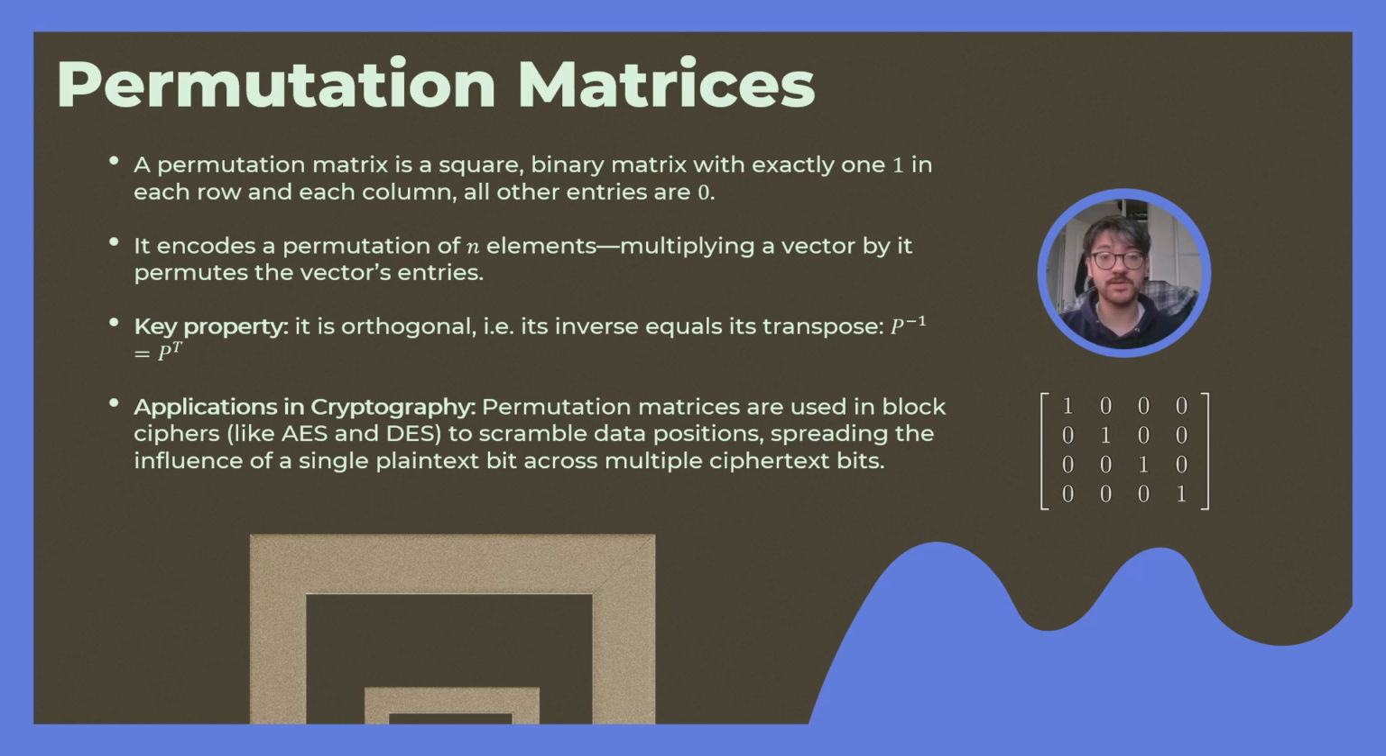In cryptography, permutation matrices are employed to introduce diffusion, a property that spreads the influence of plaintext bits over many ciphertext bits. They serve as linear transformation layers in block ciphers, such as AES and DES, to scramble data positions without altering values. Because permutation matrices are orthogonal and efficiently invertible, they enable fast decryption with minimal computational overhead. Moreover, their deterministic structure ensures that the transformation is both reversible and efficient, making them ideal for cryptographic algorithms that require both confusion and diffusion.